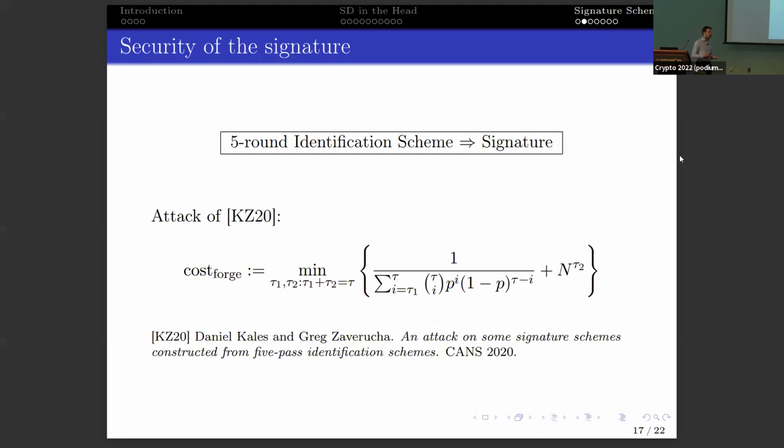Since we transform a 5-round zero-knowledge protocol into a signature scheme, we need to take into account the attack of Kales and Zaverucha. In practice, we will use this formula to select the parameter sets for our signature scheme.